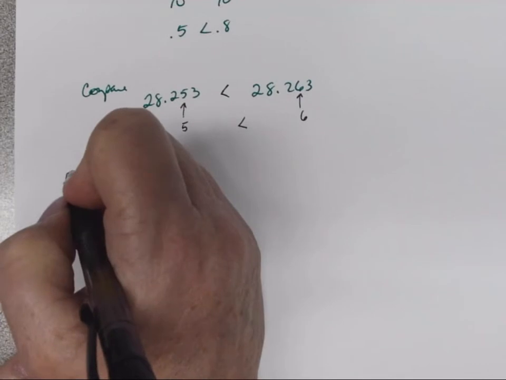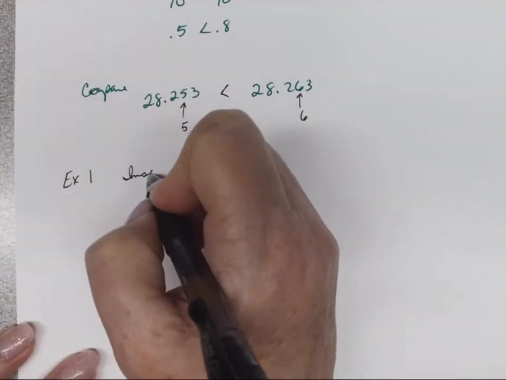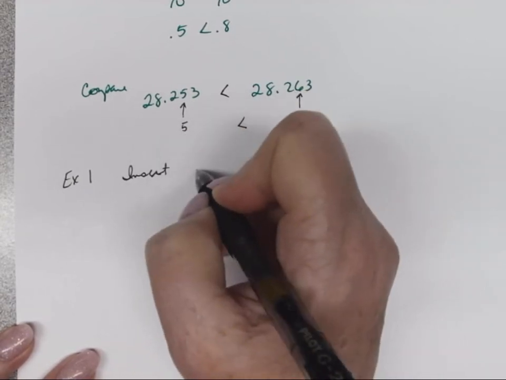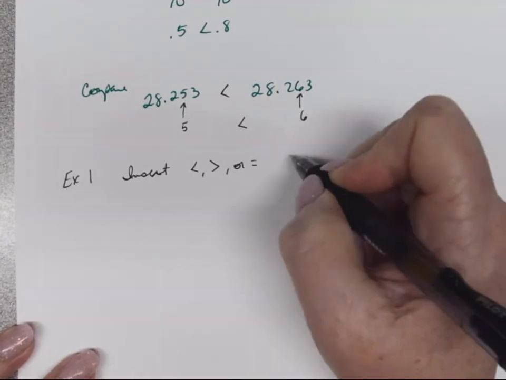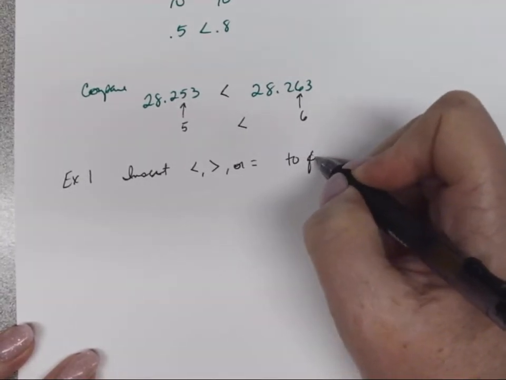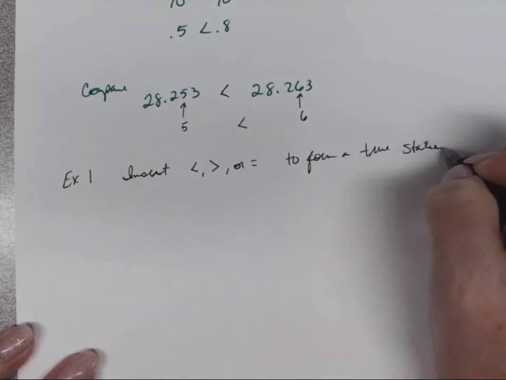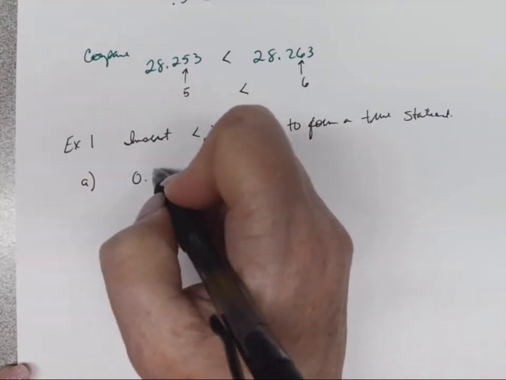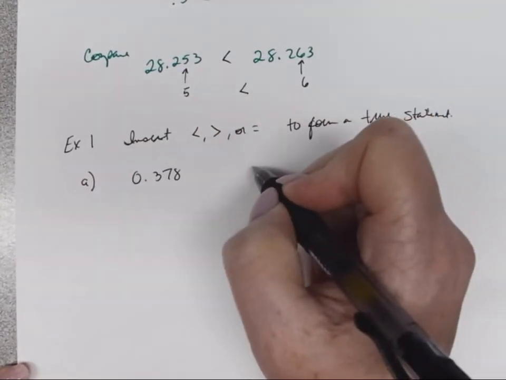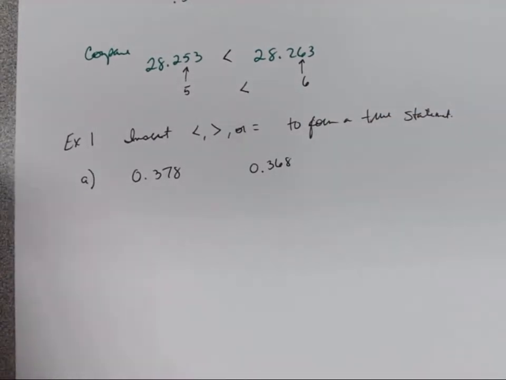So for example 1, we are going to insert the less than, greater than, or equal to form a true statement. So for part A, if we have 0.378 and we have 0.368, we want to figure out what will fit in here.